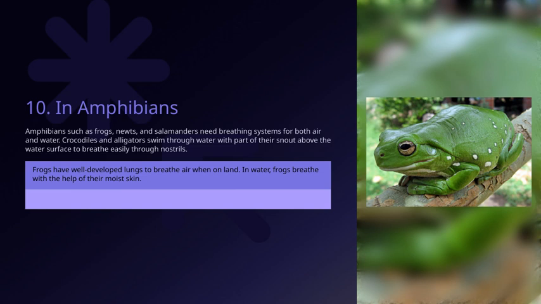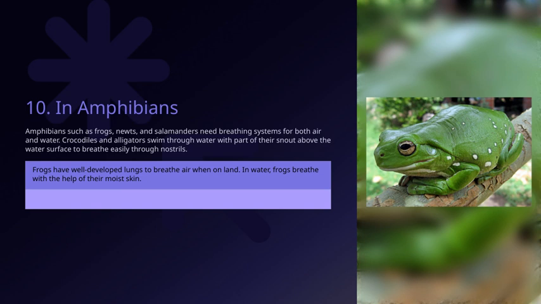When they're on land, they rely on their well-developed lungs to breathe air, just like we do. But when they're in water, they switch to using their moist skin, which allows them to absorb oxygen directly from the water. This dual breathing system is essential for their survival in both habitats.